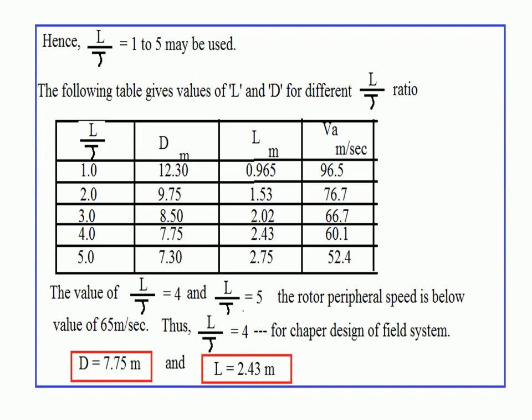Hence I can choose L by tau equal to 4 for my economical design. So the L by tau value equal to 4 we have to select for cheaper design or economical design. Hence when L by tau equal to 4, that diameter is acceptable. Hence final diameter is D equal to 7.7 meters, respective L 2.43. These are your final design values. This problem is asked a number of times for 10 marks.